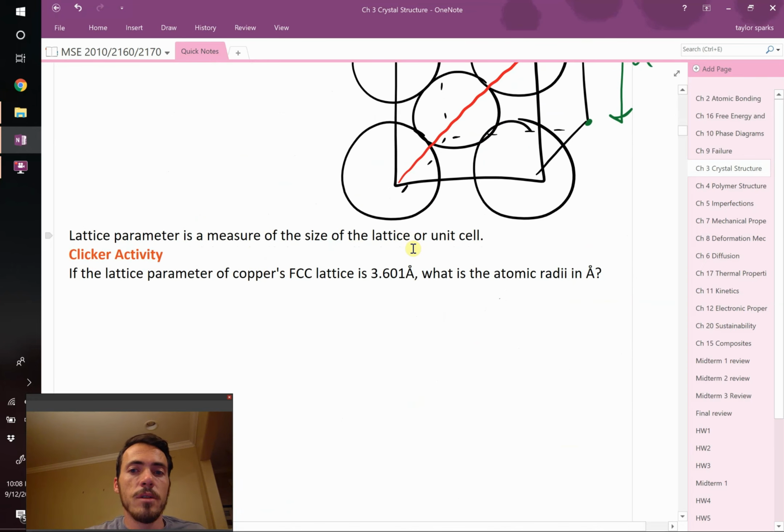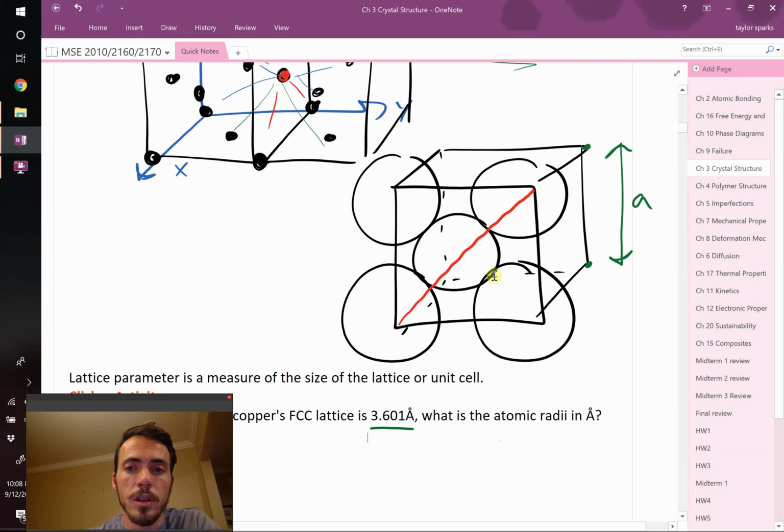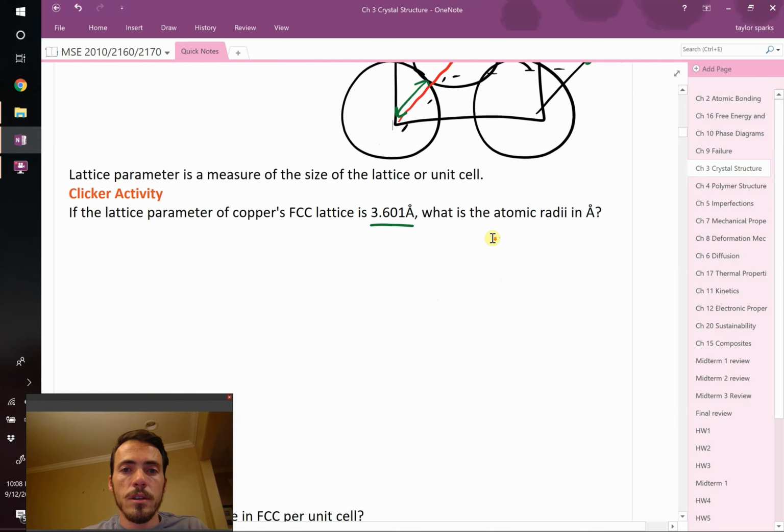So how about this one? We're going to do a clicker activity here, and the question is the following. If the lattice parameter of copper's FCC lattice is 3.601 angstroms, so that's A, what is the atomic radii in angstroms? So what I'm asking you is to relate, how do you relate this distance right here, a radius of an atom, to that A right there. So go ahead and give this your shot, and then we'll work through it together.